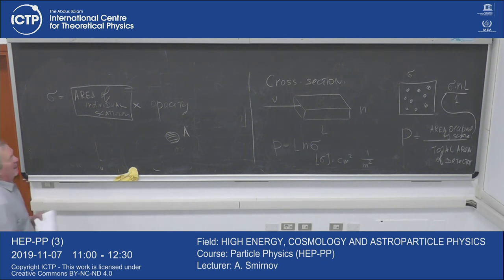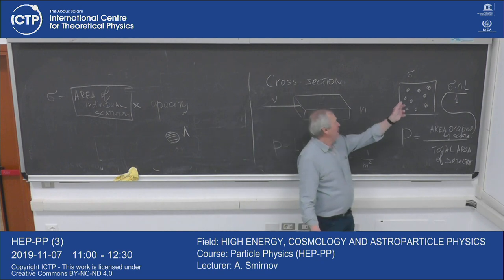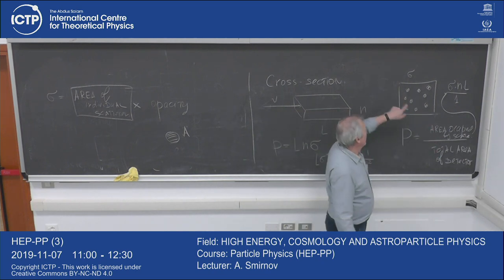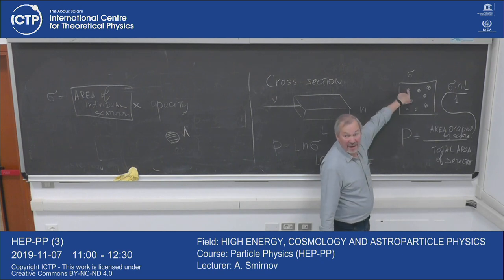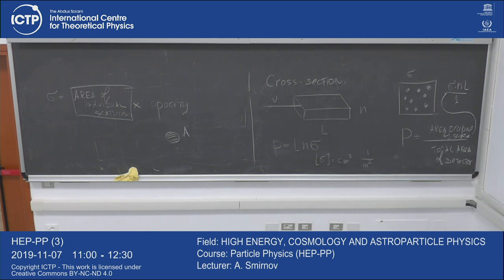So in my simplified consideration, I assume that if a particle hits exactly this area, it is absorbed or interacts directly. But it may happen that even if it hits an area of the scatterer, it can still penetrate without interactions, especially in quantum theory. No questions? And I will proceed with computations of neutrino scattering next time, tomorrow.